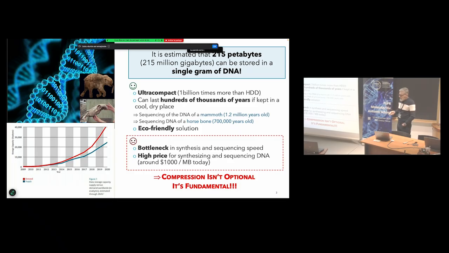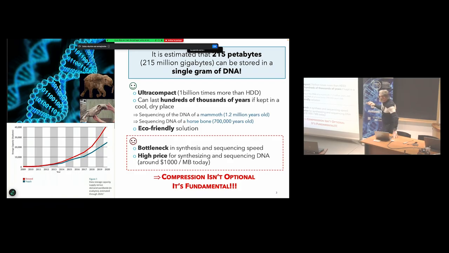As I said previously, the bottleneck is the speed of synthesis and the speed of writing. Of course, people will also say that one of the cons is the high price, but this is a false problem, because the more people use DNA for storing information, the more the price will decrease.